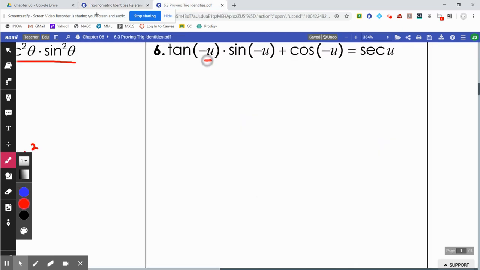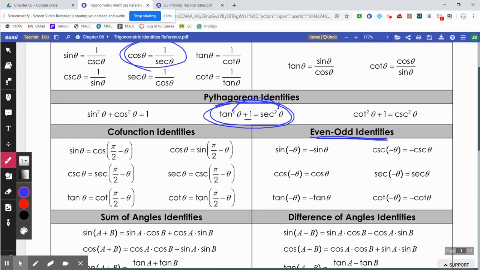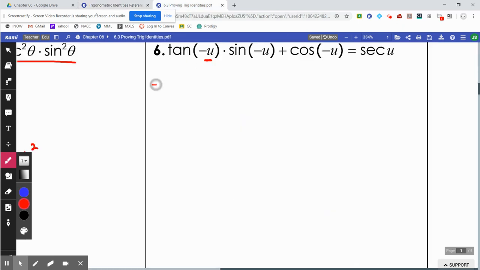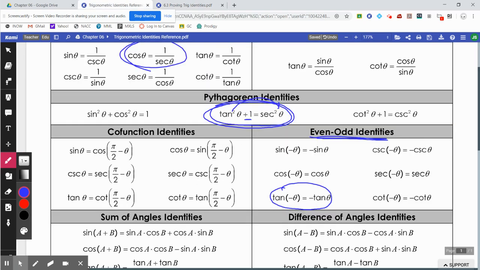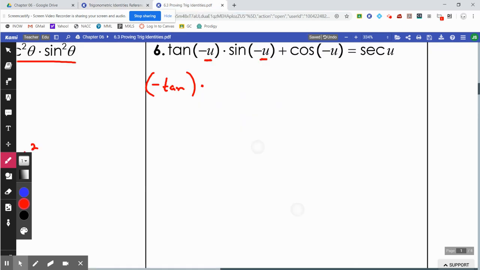The tangent of a negative u. The tangent of a negative angle, we can put that negative out front. We can write that as the negative tangent of u. You can put that u with it if you'd like to, but I don't. Times the sine of negative u. The sine of a negative angle, we can also move that negative out front. We're going to write that as the negative sine of u.